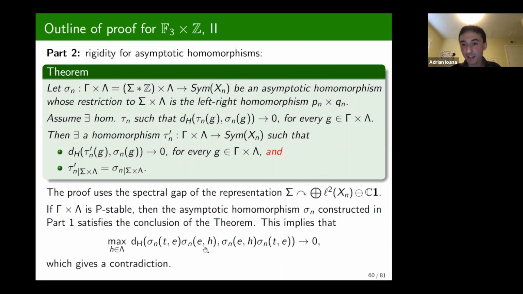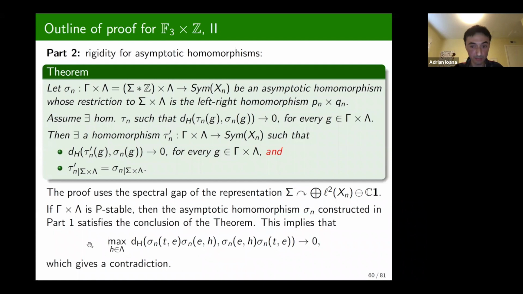On lambda, sigma n is equal to tau n prime, right? Because this is how tau n prime is given. On t and identity, sigma n is close to tau n prime of t and identity. So on the two elements that appear, t and identity, and an arbitrary element of lambda, this is close to tau n prime of t and identity, tau n prime of e and h, and the same on the right. And you can check that because tau n prime is a homomorphism, and t and h commute, tau n prime of t and tau n prime of h will commute as well. So this is really a one-line consequence of the property that tau n prime has. I don't know if this was clear.